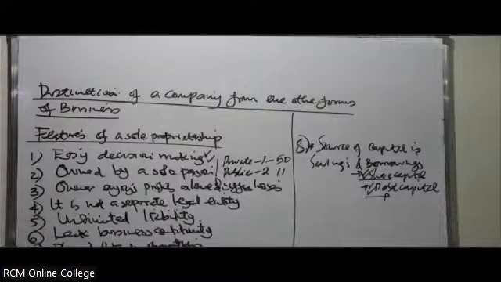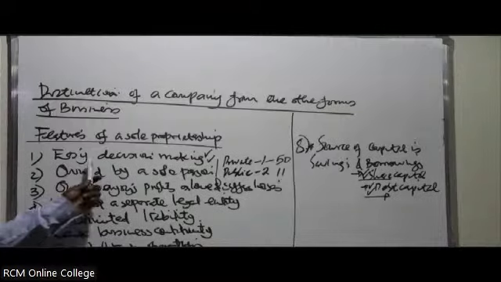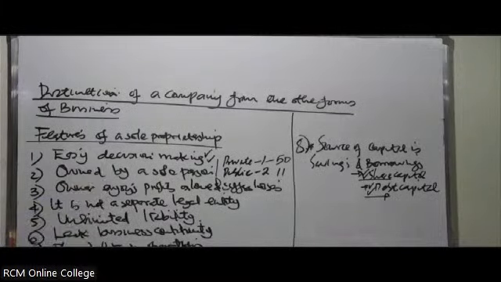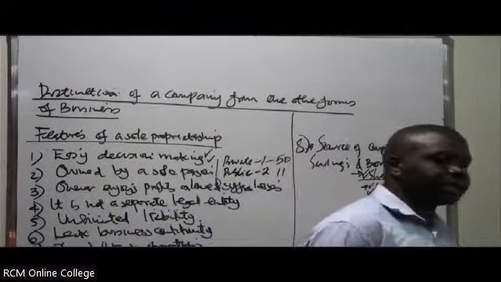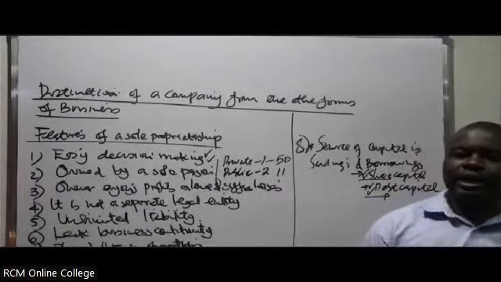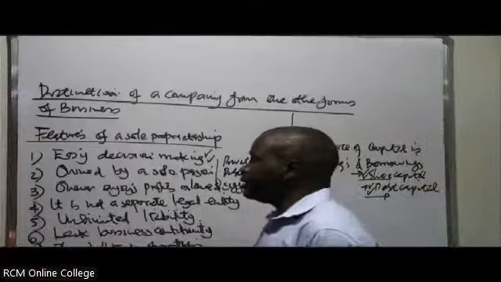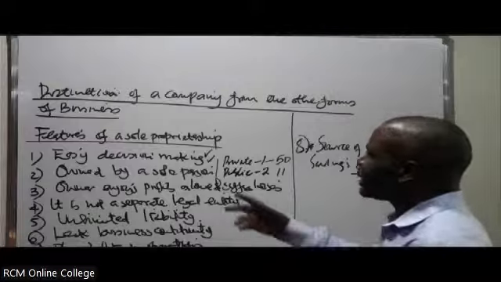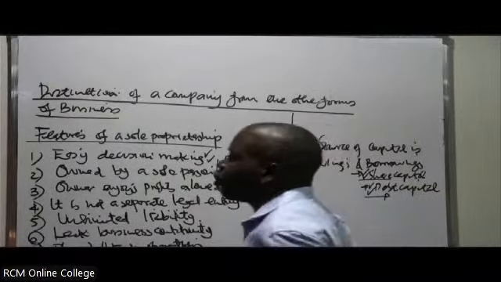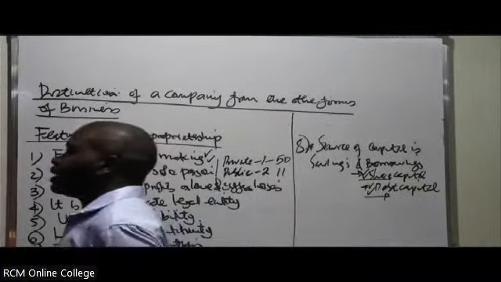The features. Look at a feature. Does it give rise to a disadvantage, or is it an advantage? Like when you talk about decision making, easy decision making might be far more advantageous on the side of a sole proprietor, because the sole proprietor can make decisions very fast. But on the side of the company, it is a disadvantage. And therefore, this one is an advantage over a company.